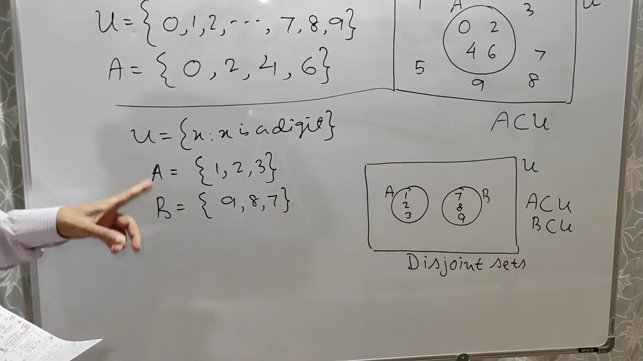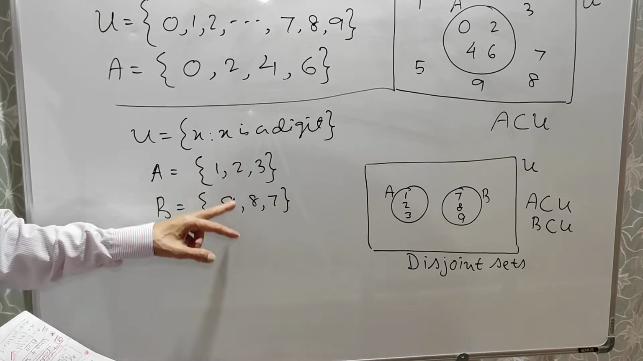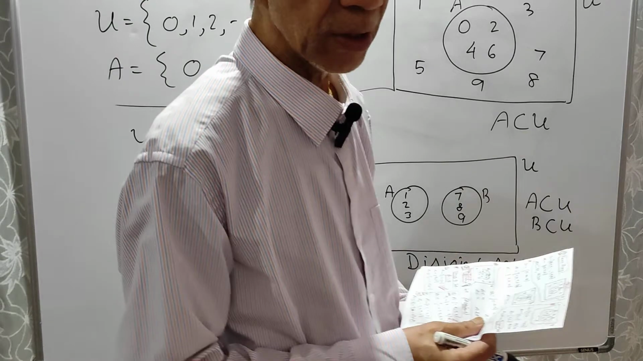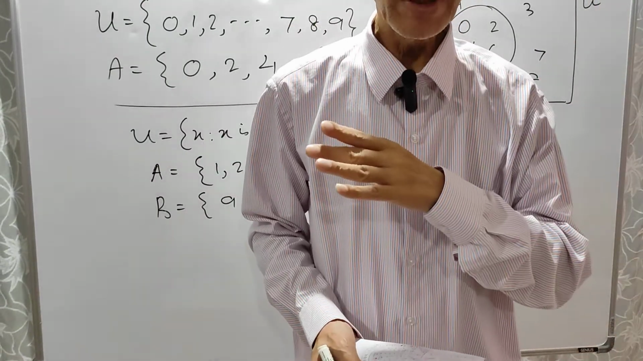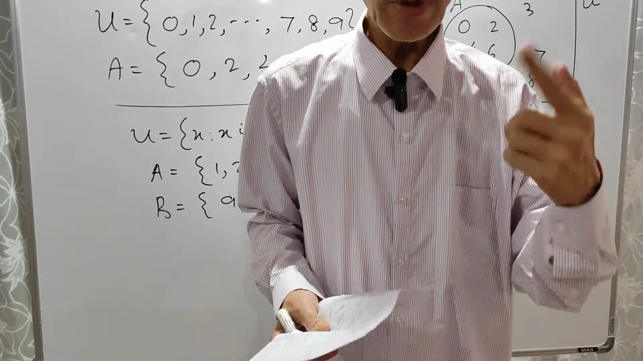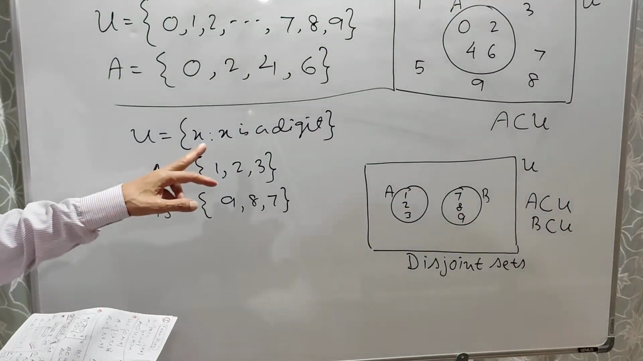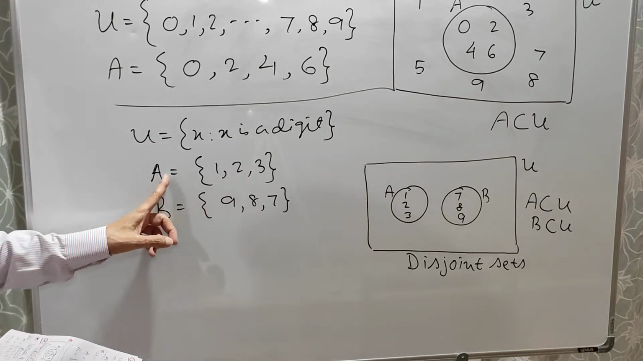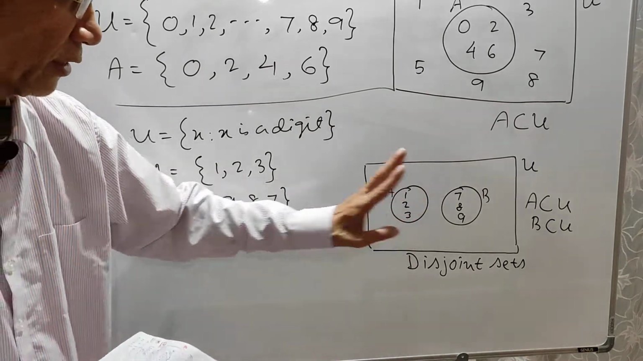So there are three sets. One is the universal set and the other two are subsets of U. But they have no elements common. That is why they are called disjoint sets. So if you want to define, two sets are said to be disjoint if they have no element common. But if they have at least one element common, they are called intersecting sets. So these two are disjoint sets, and this is the Venn diagram for these three sets. U is the universal set, the circle A contains 1, 2, 3, and the circle B contains 7, 8, 9.